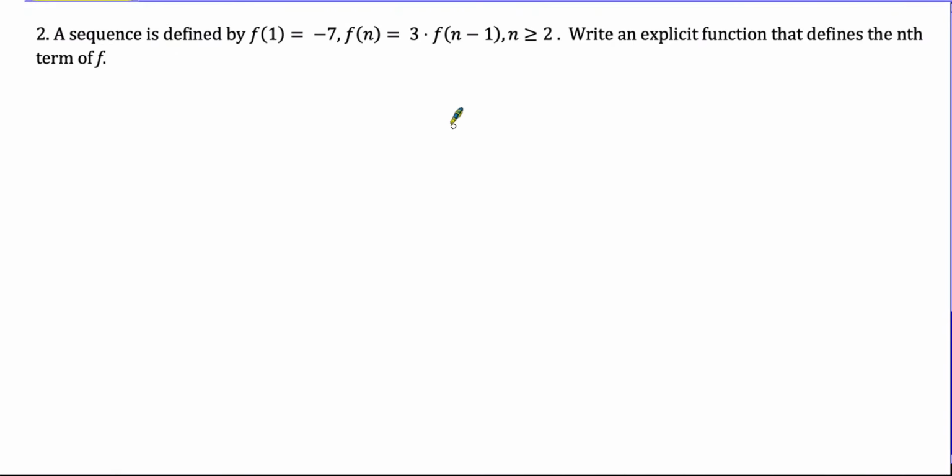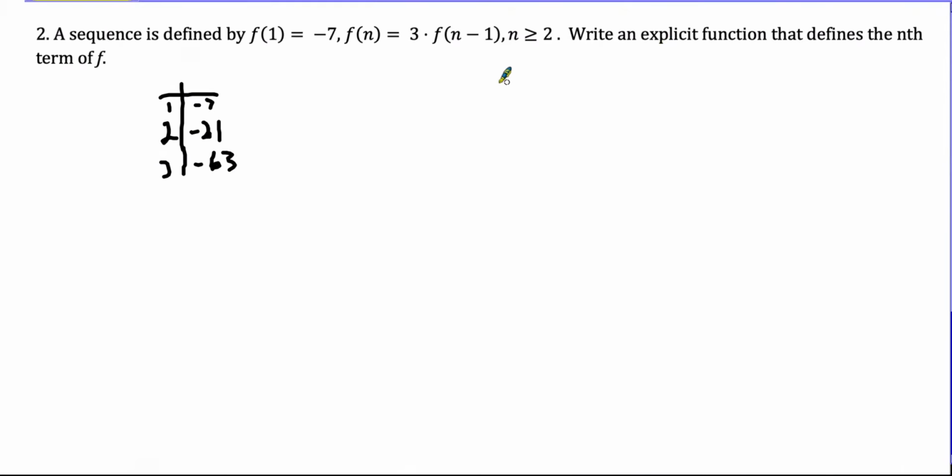On number 2, we are given a recursive definition, and I want to use that to write an explicit rule. There are several ways that we could go about doing this. It could be helpful if we make a table and list out some of these terms. So I know the first term is -7. I know then the rule is to multiply the previous term by 3. So I could say the second term is -21. The third term is -63, and so on. That might help you to visualize what's happening here.